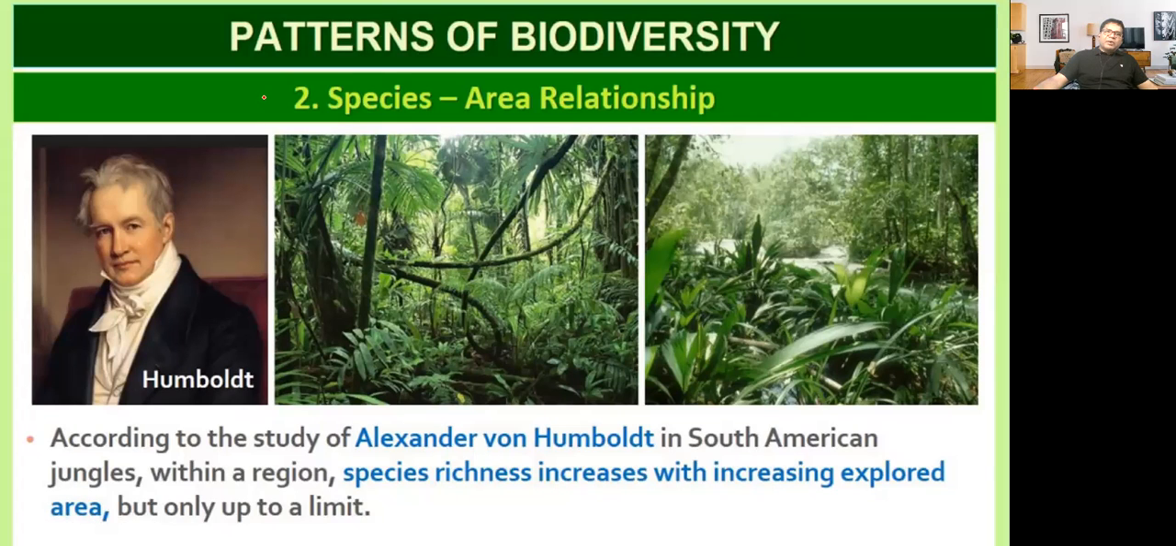Now we'll be discussing the species area relationship. This relationship was studied by Humboldt. According to the study of Alexander von Humboldt in South American jungles, within a region, species richness increases with increasing explored area, but only up to a limit. Means if you explore more area, you will find more species richness, but up to a certain limit.